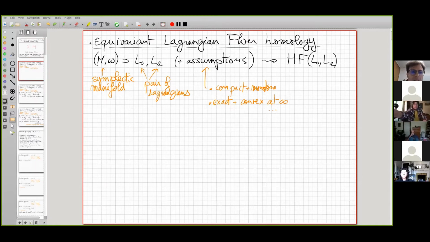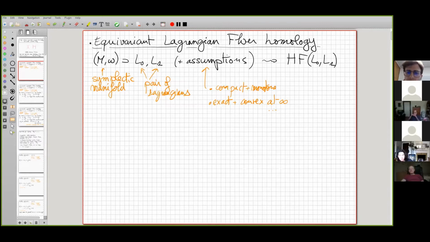Suppose you have a symplectic manifold with a pair of Lagrangians in it, L0, L1, and some extra assumption that makes Floer homology well defined. So there are different kinds of assumptions you can make. Then in good circumstances, you have a Floer homology group associated to these two Lagrangians. Okay. Now in general, you have to make these assumptions, and the definition is more or less easy depending on those assumptions.